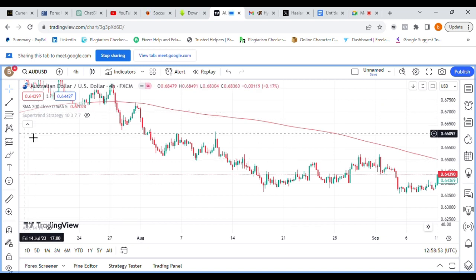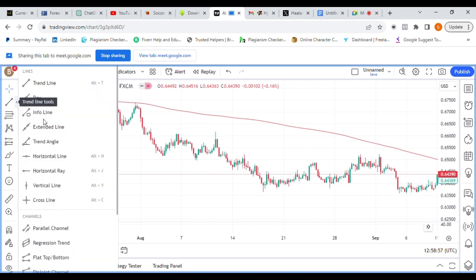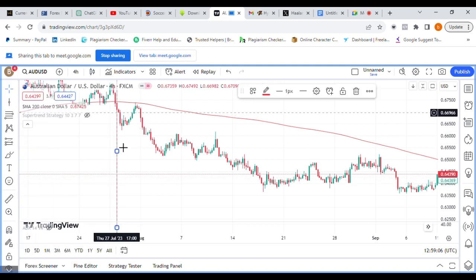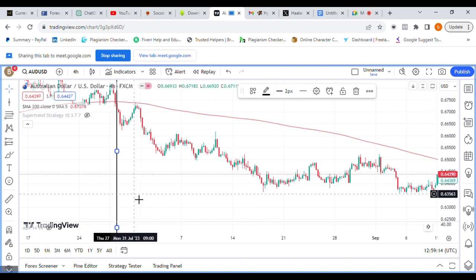Let me pick up a tool here. I want to draw a vertical line. Look at where you put it out here. This is where the crossing happened. Let me make it black so that it will be visible, a little bit thicker as well. Since 27th of July, the market switched from uptrend to downtrend. You can see the clear crossing here.